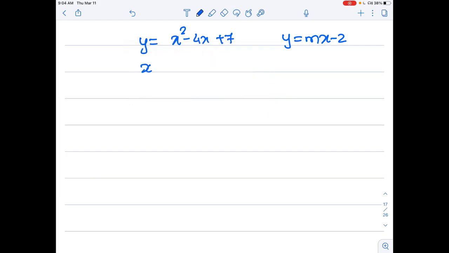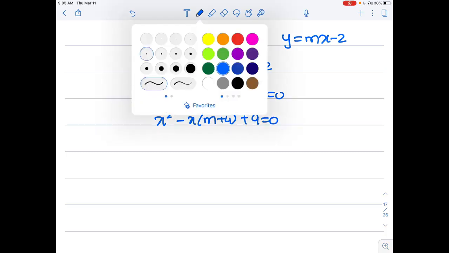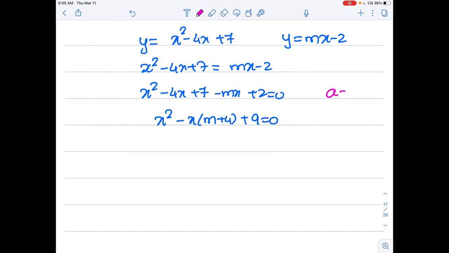So the equation is x squared minus 4x plus 7 is equal to mx minus 2. I bring all the terms on one side. X squared minus 4x plus 7 minus mx plus 2 is equal to 0. So x squared minus x common, it becomes (m plus 4), plus 9 is equal to 0. So a is equal to 1, b is equal to minus of (m plus 4), and c value is 9.